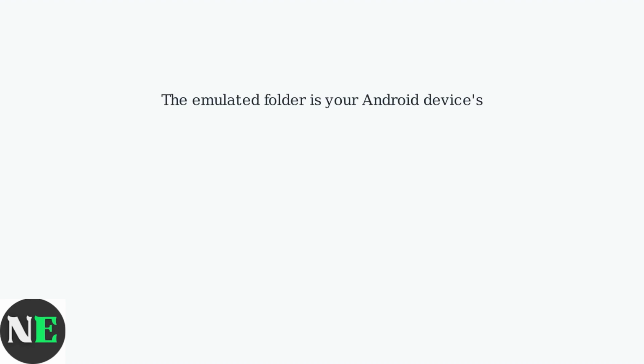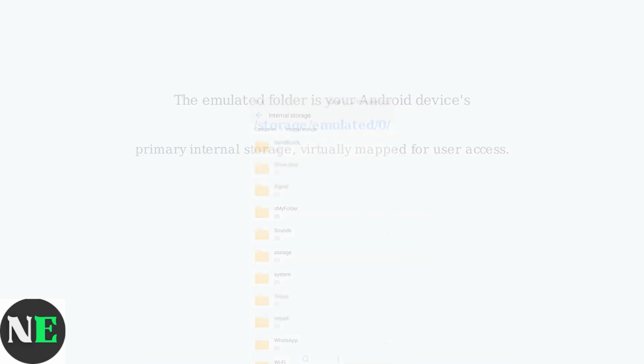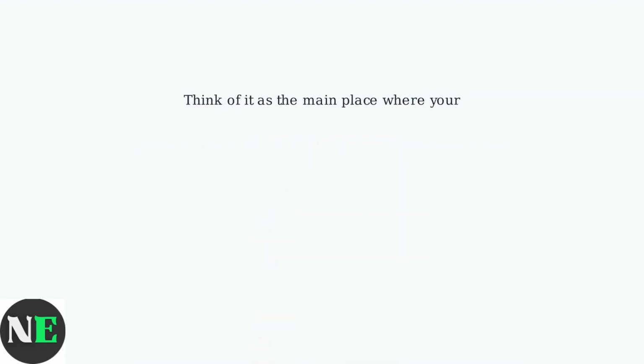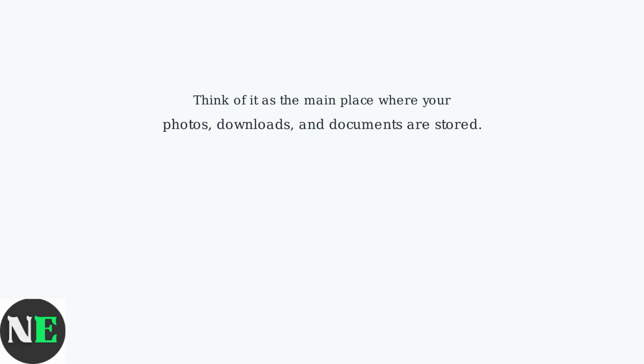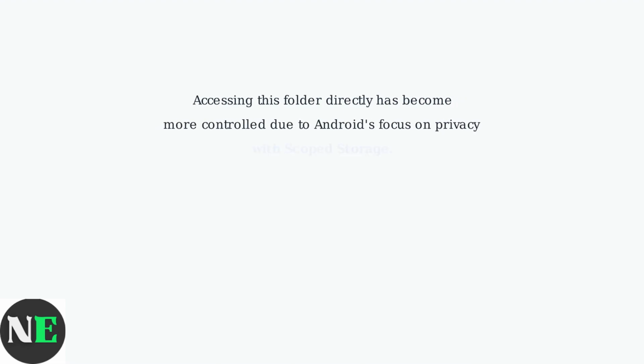The emulated folder is your Android device's primary internal storage, virtually mapped for user access. It appears as /storage/emulated/0. Think of it as the main place where your photos, downloads, and documents are stored.